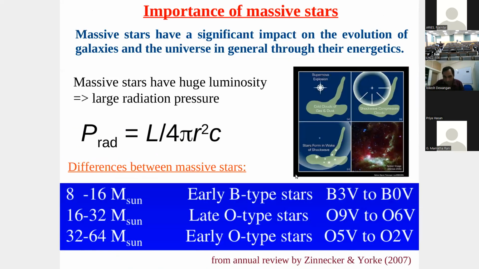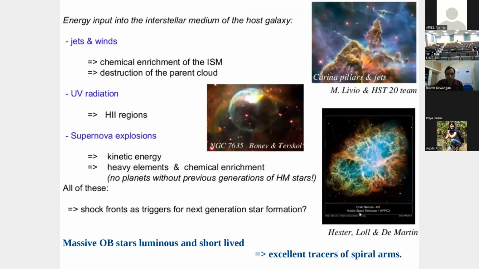Now I will talk a little more about massive stars. As we know, if you go for higher masses, if mass increases, you have higher luminosity. These massive stars are significant. They have a significant impact on the evolution of galaxies and the universe in general through their energetics. These are sources which have a higher luminosity. We can also classify these sources into B-type and O-type stars depending on their masses. And these sources are sources of jets and winds.